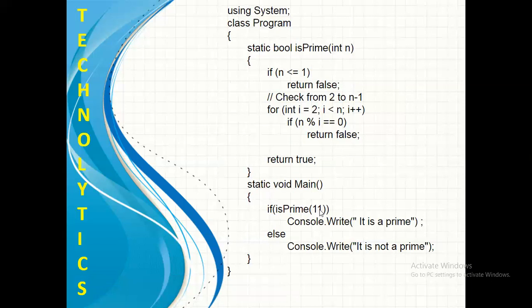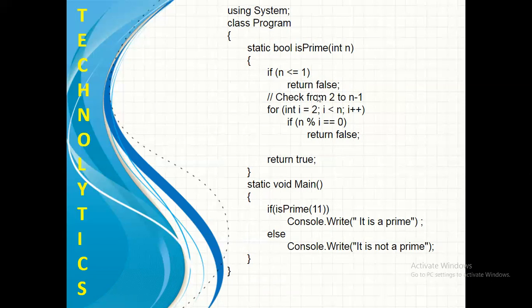For this purpose, let's go inside the definition of the function. Here, the parameter which we are passing is n, and in our case the value of n is 11. Here, first we check whether n is less than or equal to 1. Then it will return false, meaning it is not a prime. Obviously, any number less than or equal to 1 is not a prime number, because a prime number is a whole number greater than 1.